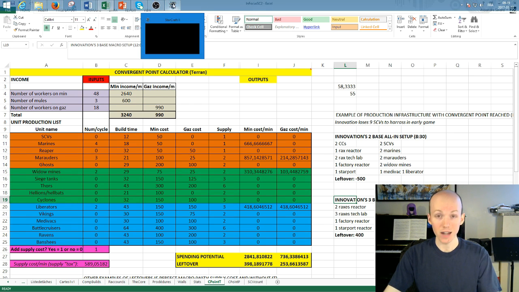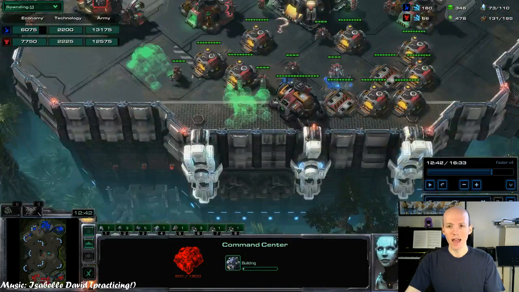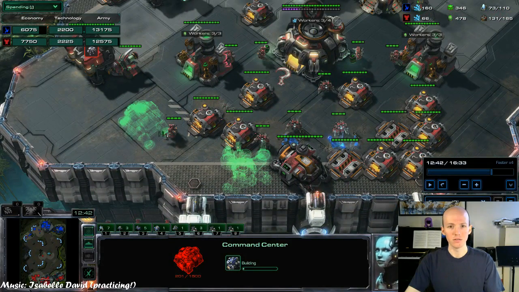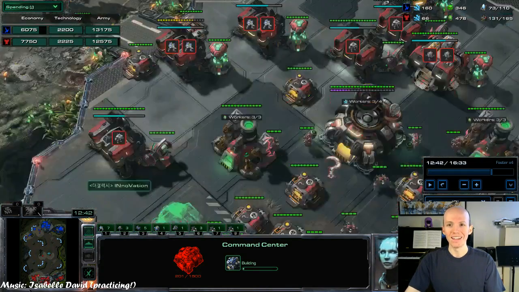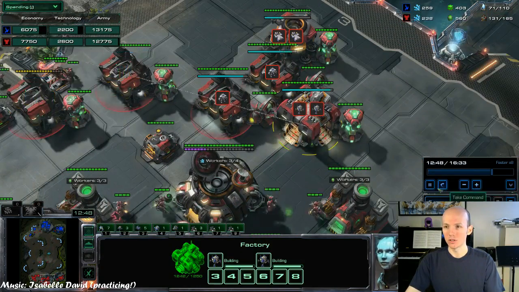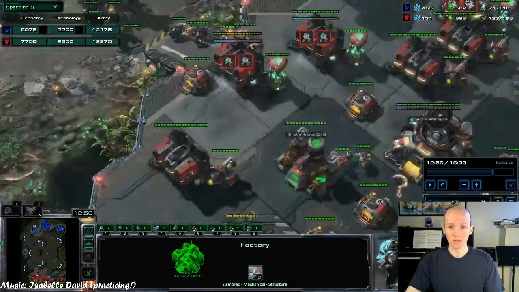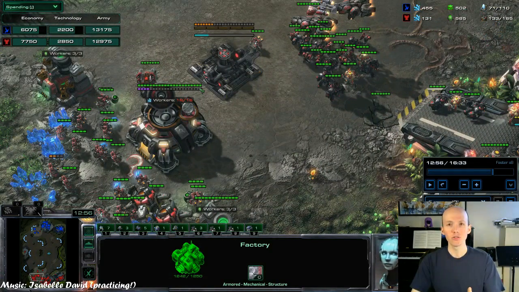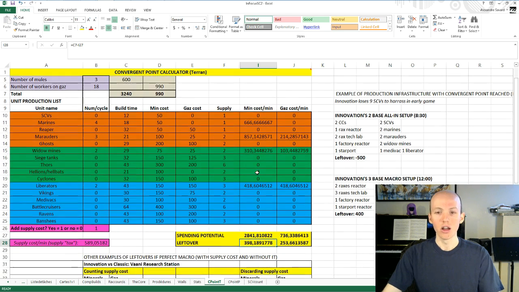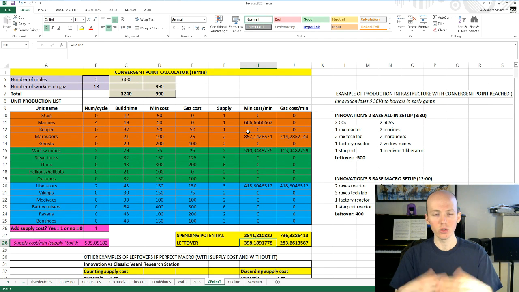Why is it a macro setup? Well, basically because he's adding this new command center, and he's going to add this second eBay and armory, and he's going to also add, I believe, very soon, another starport. Yeah, there it is. So all of these buildings, additional buildings, they cost money. So he needs to have some money left over for these buildings. And that's why we see right here that his leftovers are something like 400 minerals per minute. That's the money he's going to use in order to make these economy and technology investments.